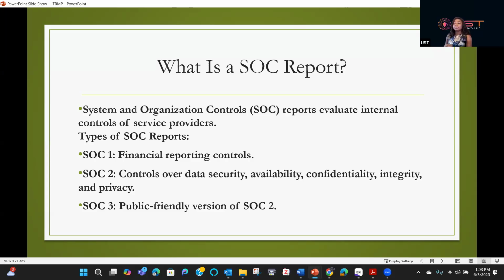But what of SOC 3 report? SOC 3 report is just, they say, a public friendly version of SOC 2 report. Public friendly. This is a report that you can find on an organization's website, right? It's just a high-level summary of your SOC 2 report. SOC 2 report is actually the key, something that organizations do not play with, okay? And we're going to see that shortly.